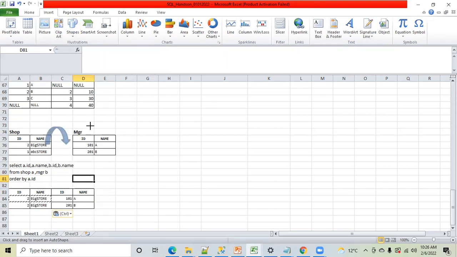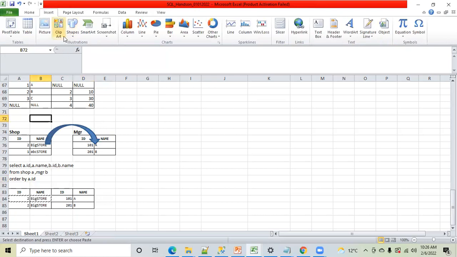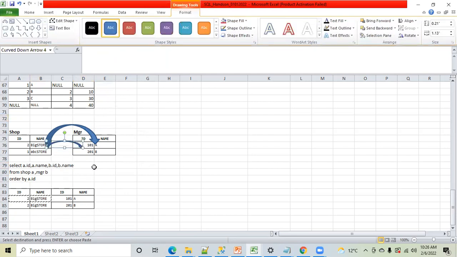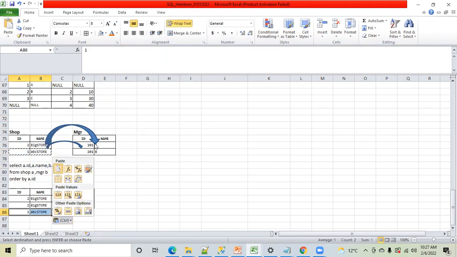For this data, it will match with this, and then the same for this one, it will match with this one as well, the second one. So this single record will be matched with the two records of this manager table. Now similarly, it will take the next record, one ABC store, and then it will fetch this data from this table.